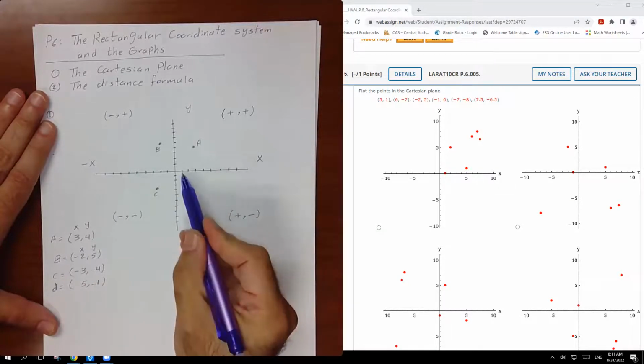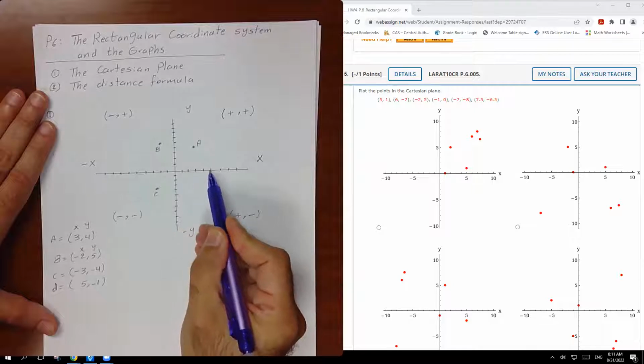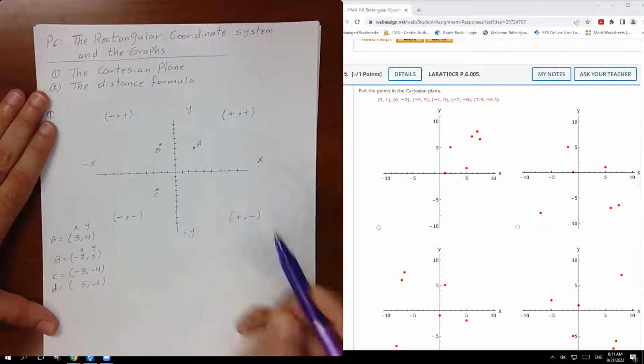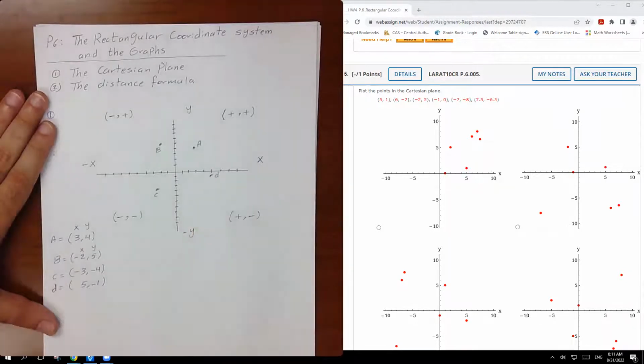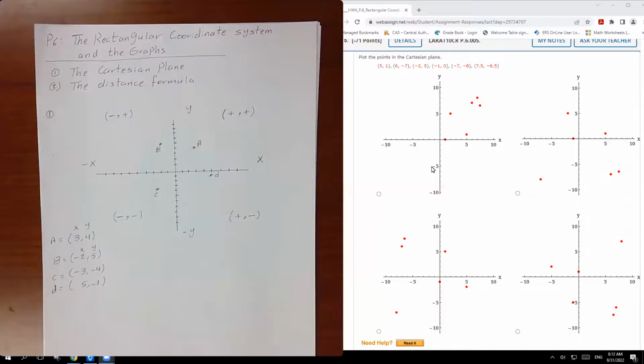So 5, 1, 2, 3, 4, 5. And the Y is -1. So the location for this point is going to be here. So here is D. That's the easiest way to graph any point. They give you 4 options, and you need to locate all these points, and look for the right one.